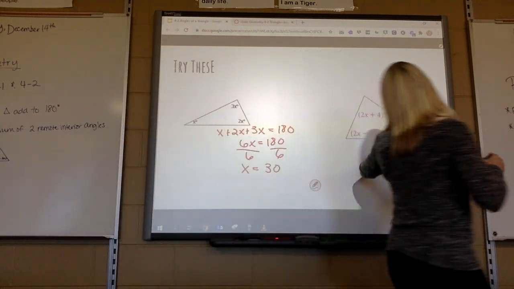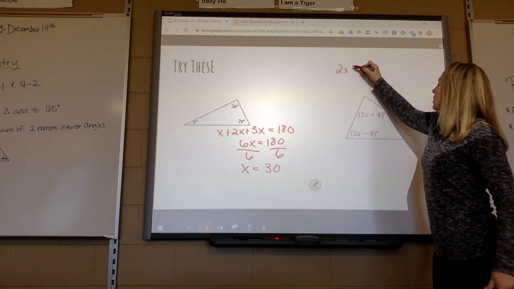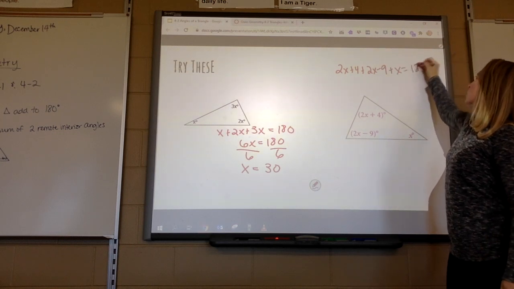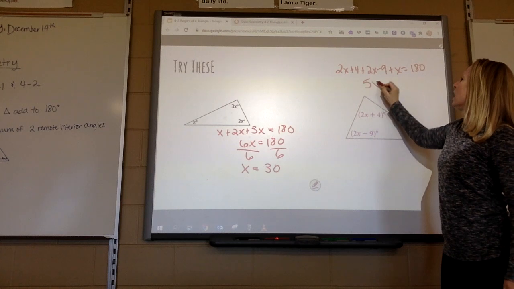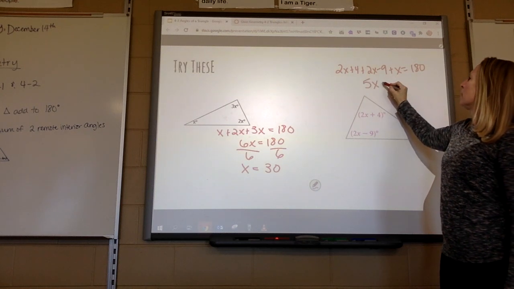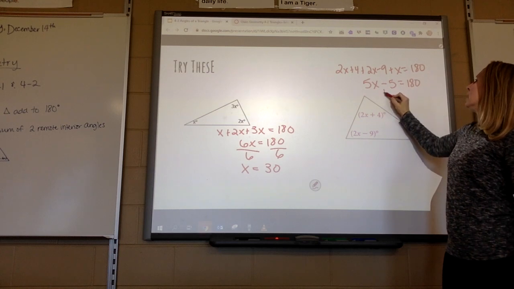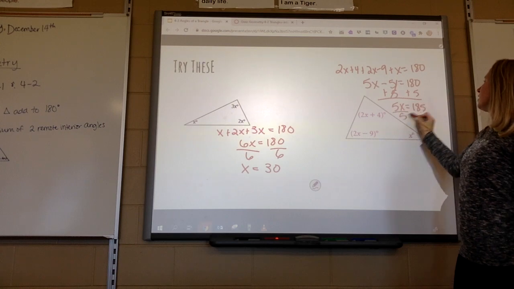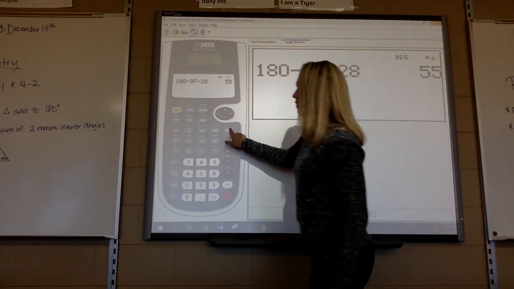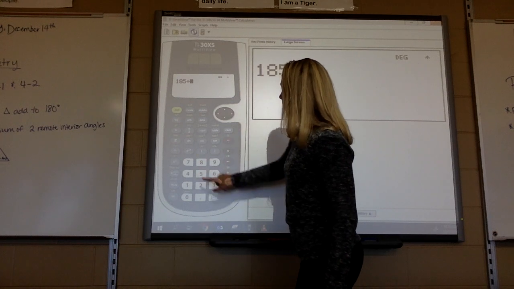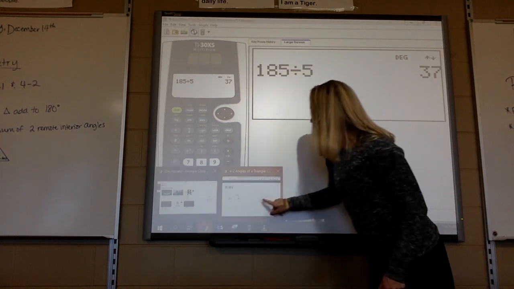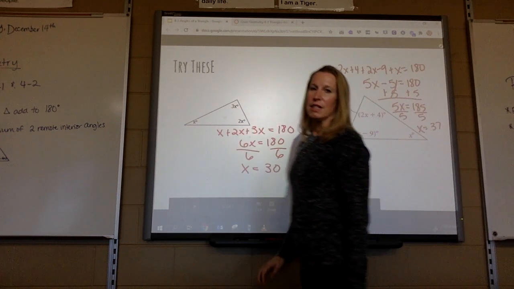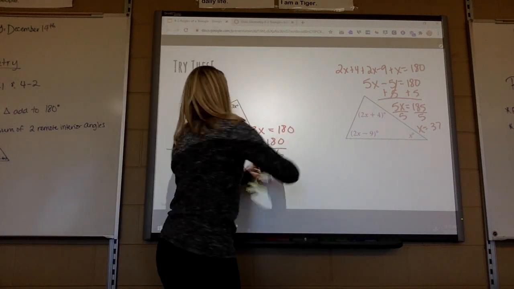So same with this one. 2x plus 4 plus 2x minus 9 plus x equals 180. So 2x plus 2x plus x is 5x, and positive 4 and negative 9 make negative 5. So 5x minus 5 equals 180, plus 5, 5x equals 185, divide by 5. 185 divided by 5 is 37. So x equals 37. I hope that helps on those types of problems.